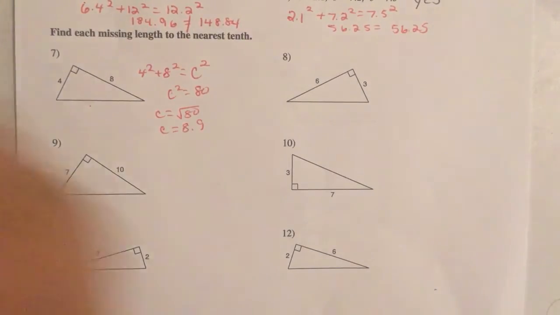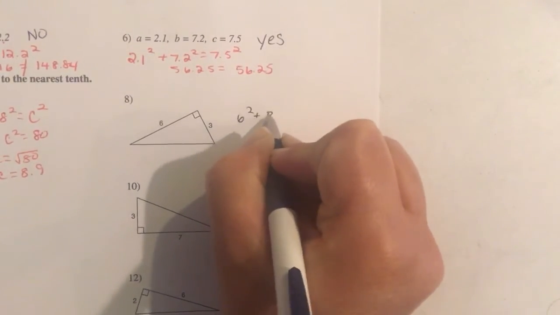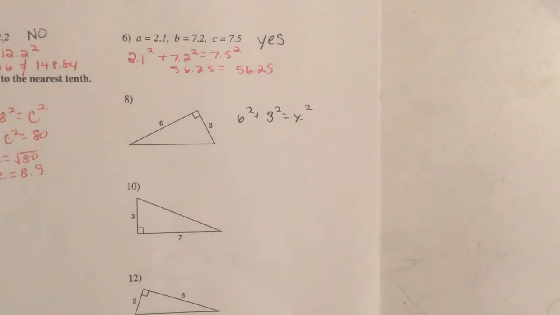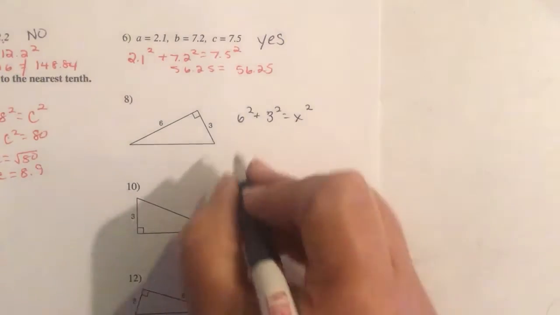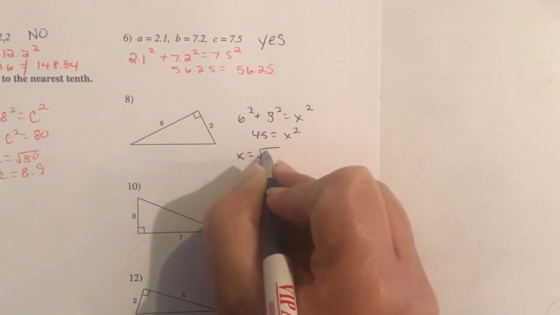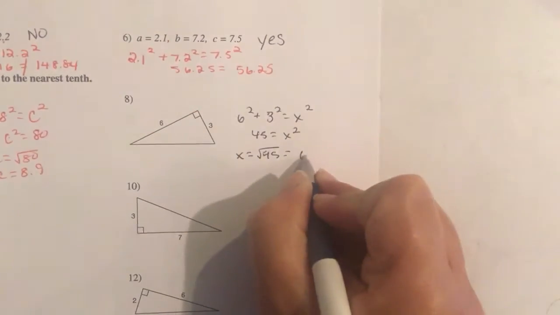Okay. Number 8 is done the same way. 6 squared plus 3 squared is your missing side squared. 45 must be square rooted to get your answer. And your answer is about 6.7.